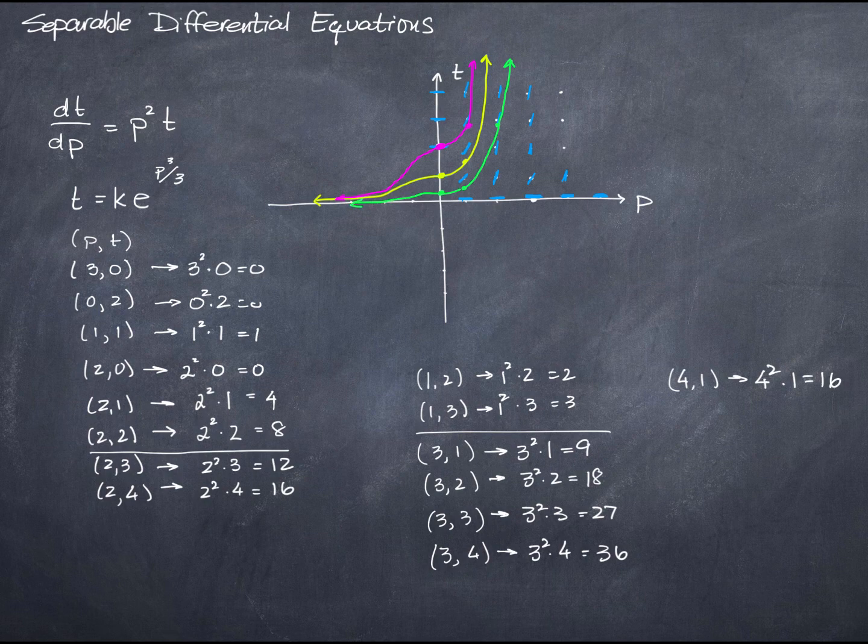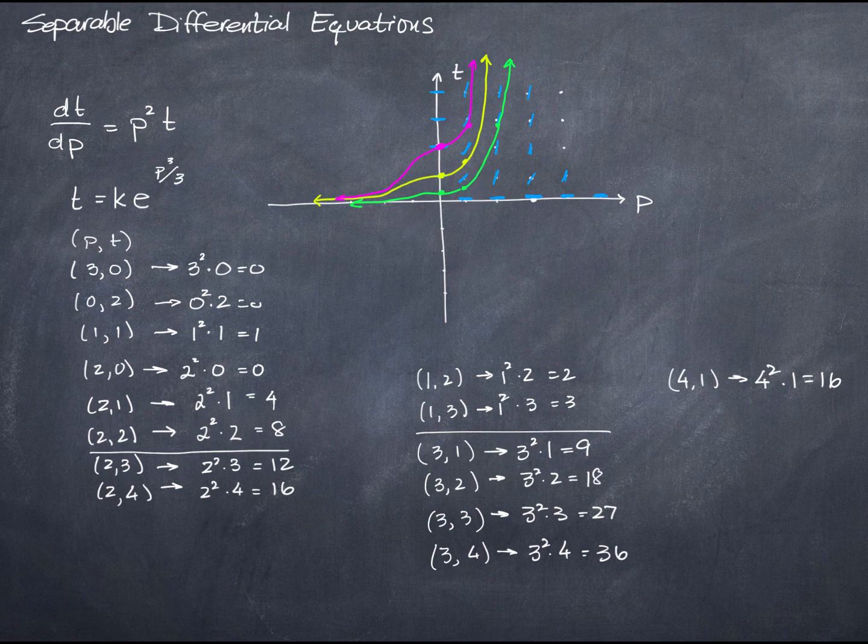So this function looks like something like this for various different values of k. When k equaled 1, I got the yellow graph. When k equaled 2, I got the pink graph. And when k equaled 1/5, I got the green graph.